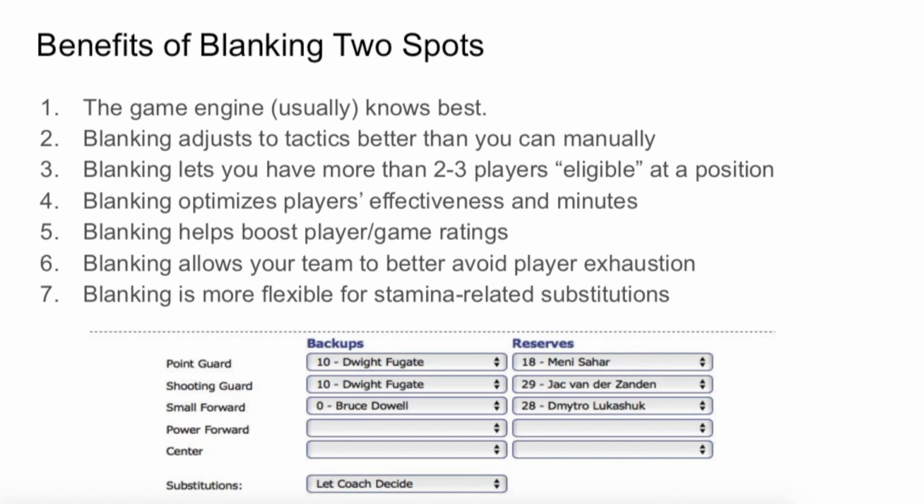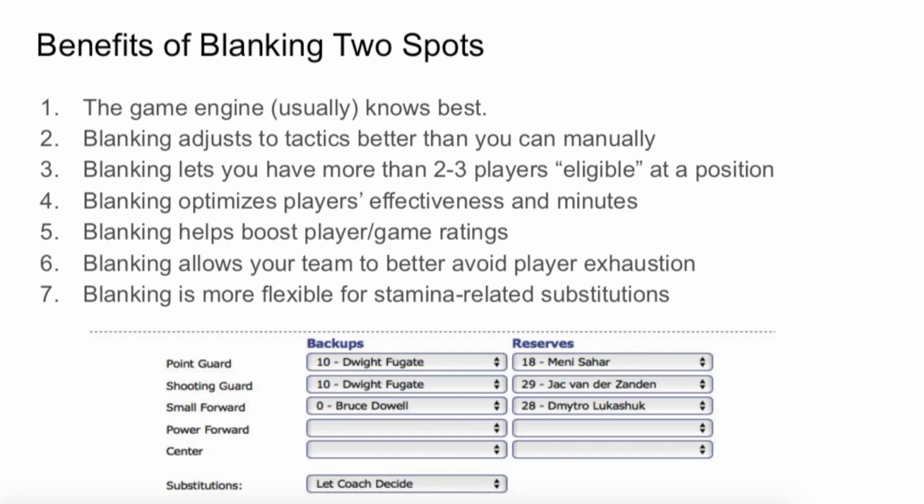Third is that blanking allows you to have more than 2 to 3 players eligible at a position. Blanking sets it up where you could eventually have 4 or 5 different players all play the center position, where if you're setting it manually, no more than 3 players could ever play center unless there are injuries or foul outs.